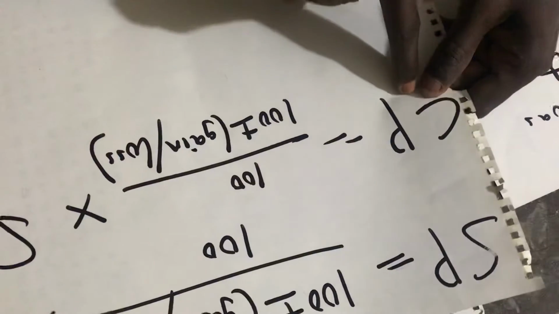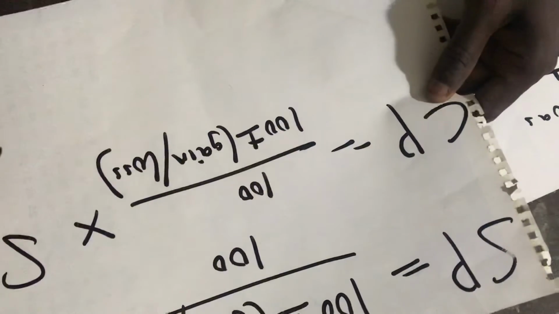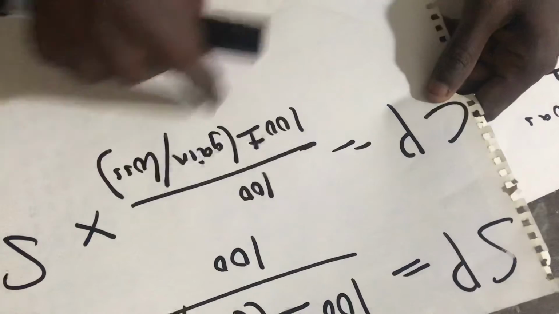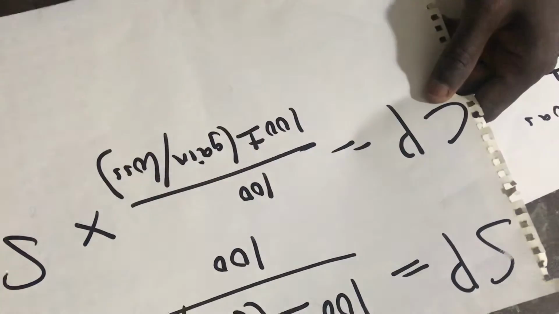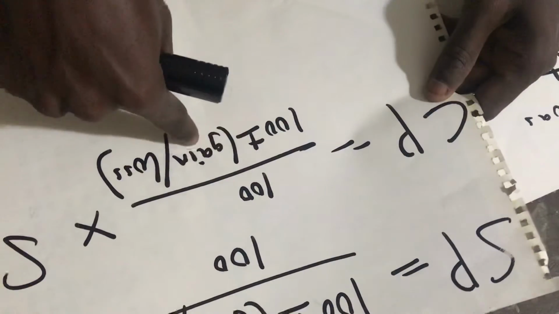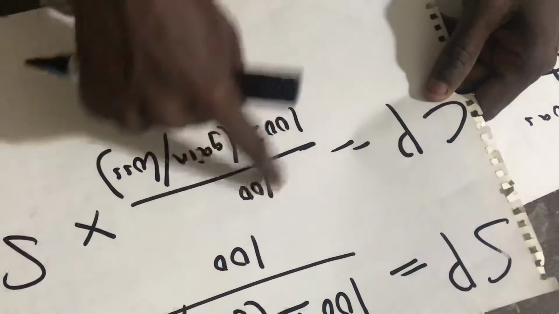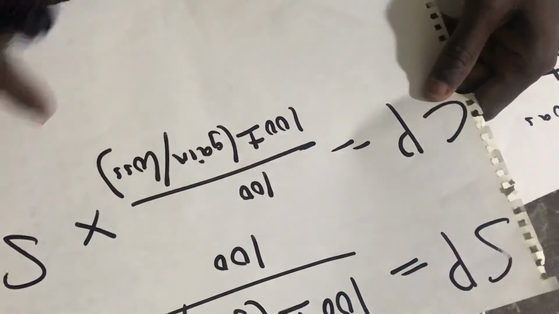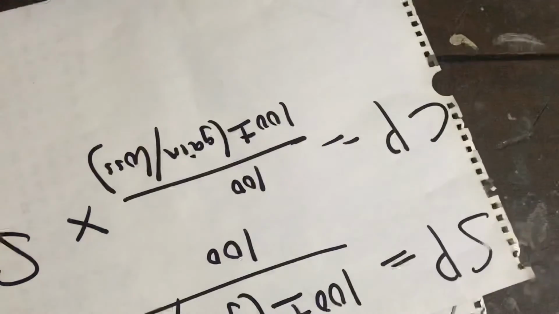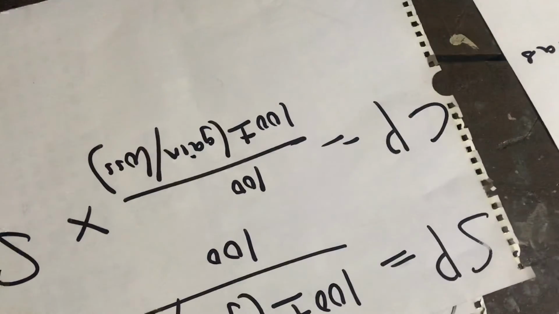If you are finding cost price and you already know selling price and percentage gain, use the formula 100 over 100 plus gain times selling price. If it's a loss that you already know, that will be 100 over 100 minus loss times selling price. So that's it simply.